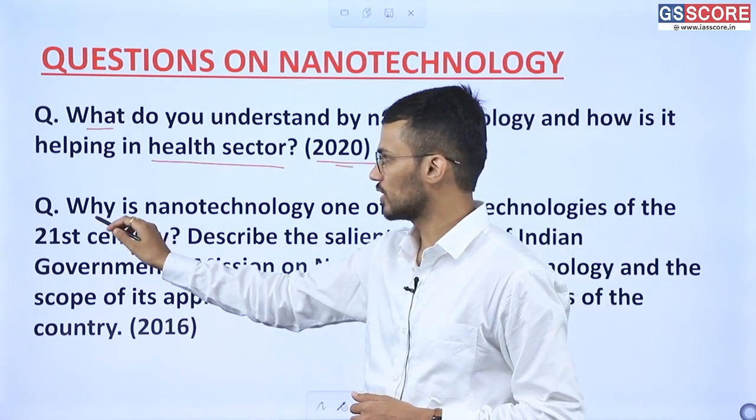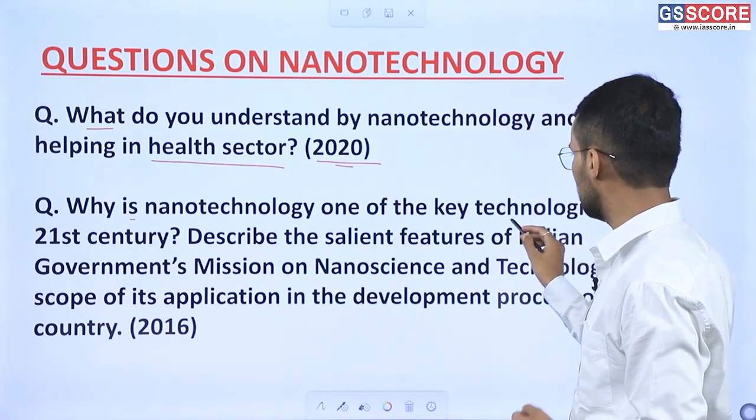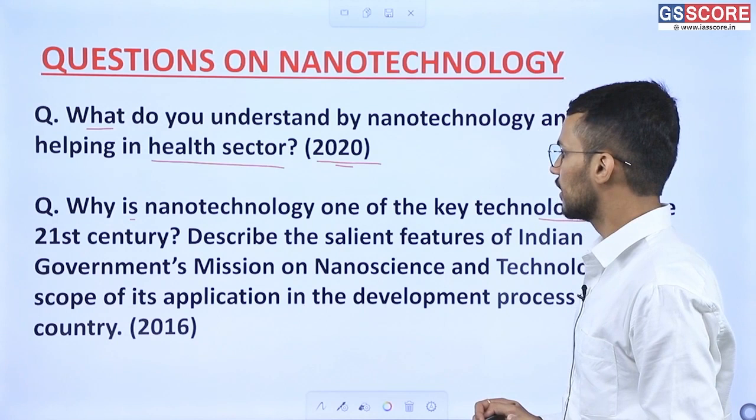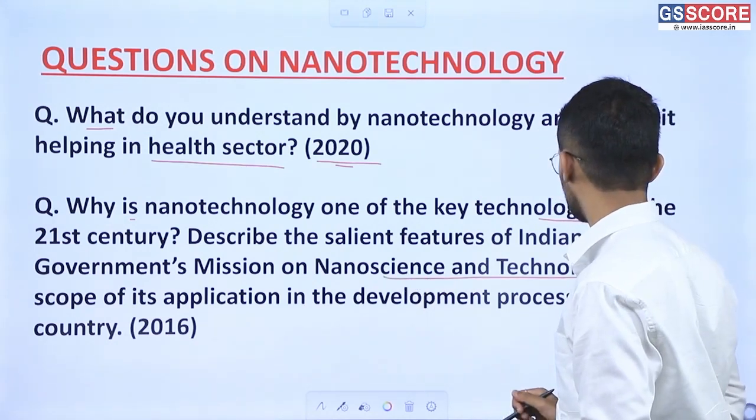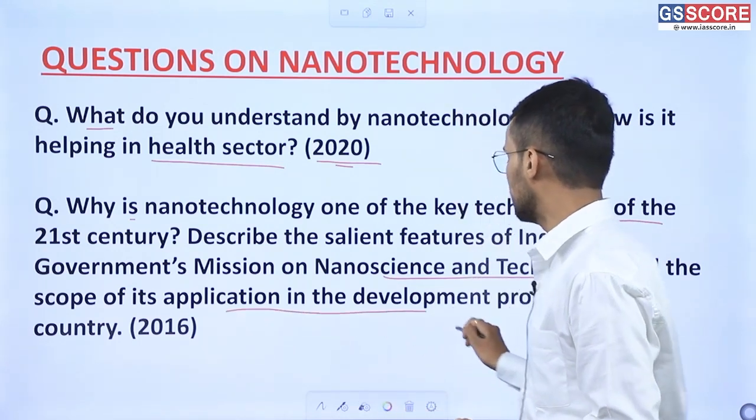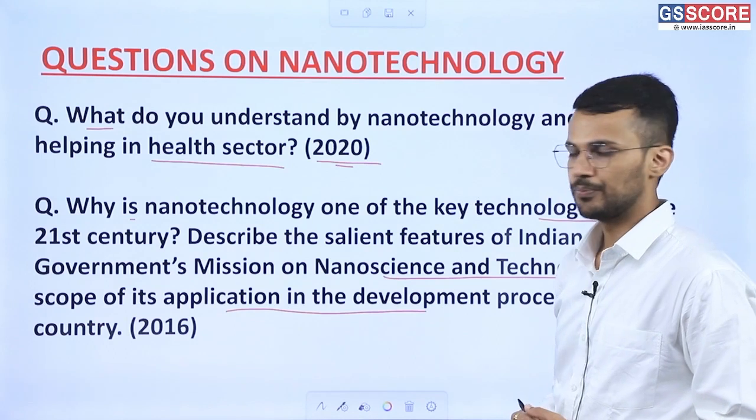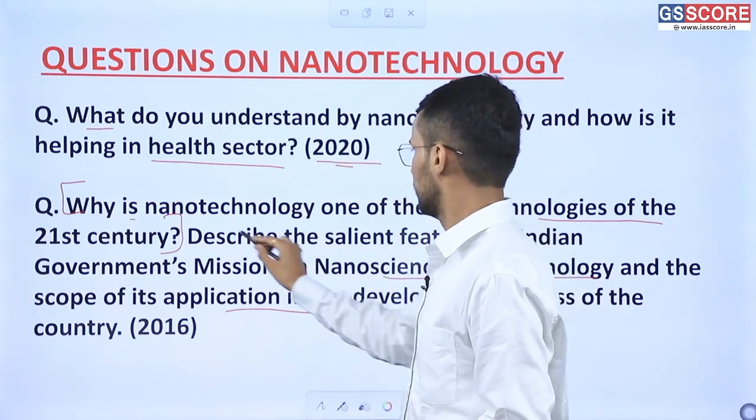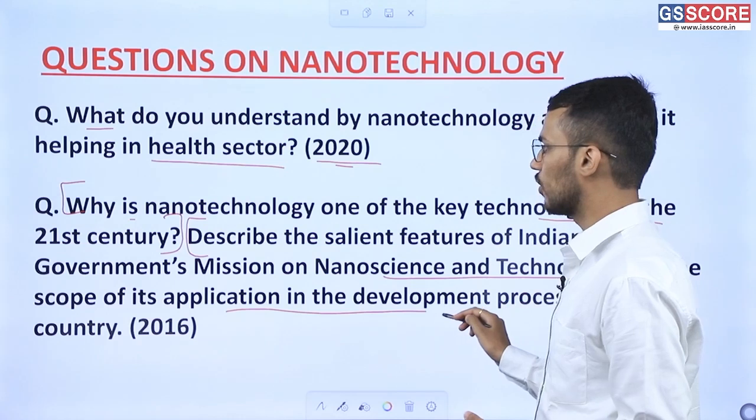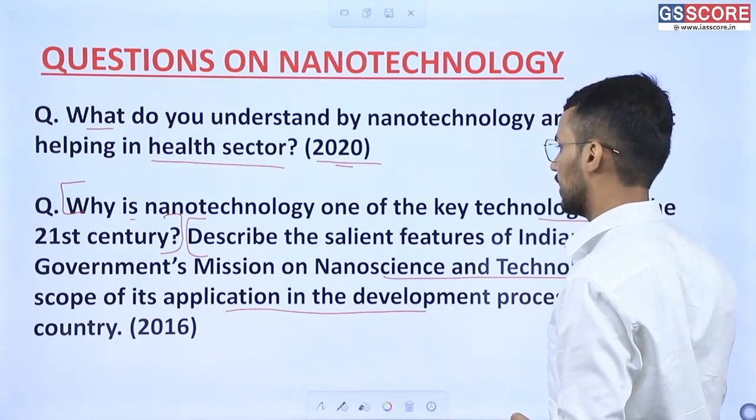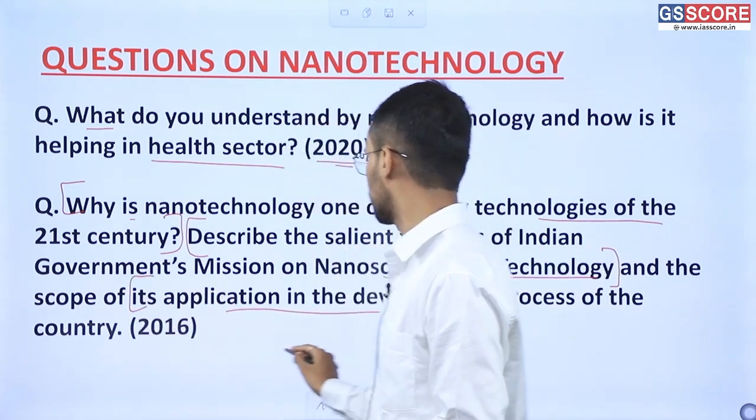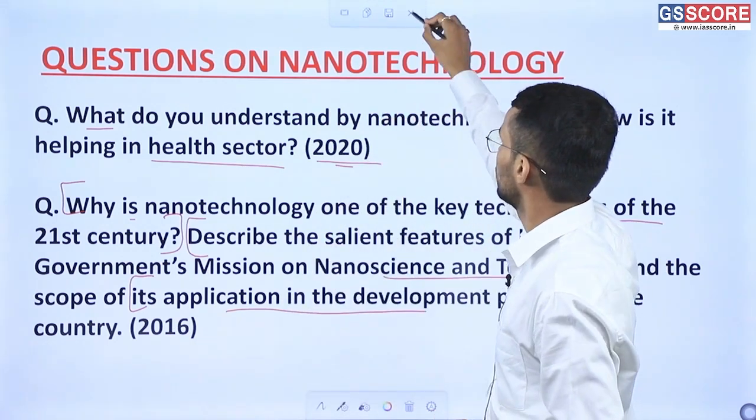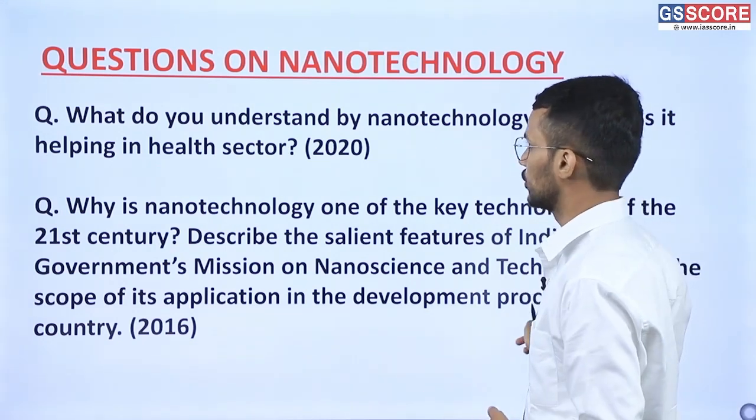Then in 2016, again, there was a question. Why is nanotechnology one of the key technologies of the 21st century? Describe the salient features of Indian government's mission on nanoscience and technology and the scope of its application in the development process of the country. Right? So, three parts are there. Firstly, why nanotechnology is a technology of 21st century. Then, describe the salient features of Indian government's mission on nanoscience and technology and its scope of application in the development process of country. So these three parts are there in this particular question. So these are the questions asked by UPSC in mains examination.